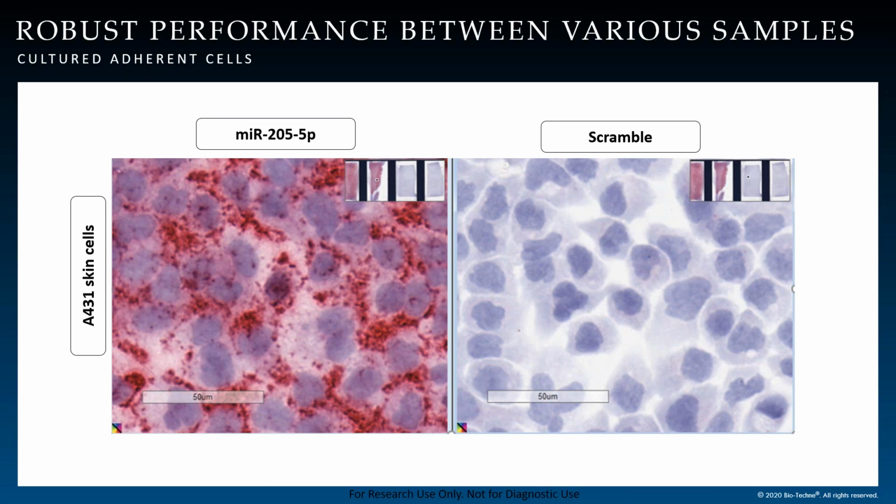On the other hand, if you're working with culture adherent cells, the miRNAscope assay also performs extremely well, as demonstrated in this slide, with miRNA 205 stained in A431 skin cells. The assay picked up the abundant miRNA 205 signals in the skin cells, and again, the scramble probe is negative. Overall, the miRNAscope assay is a highly robust assay that can work with any of your sample types.